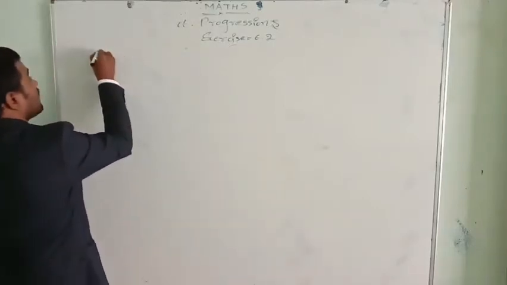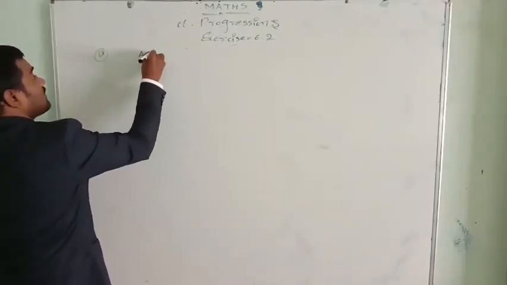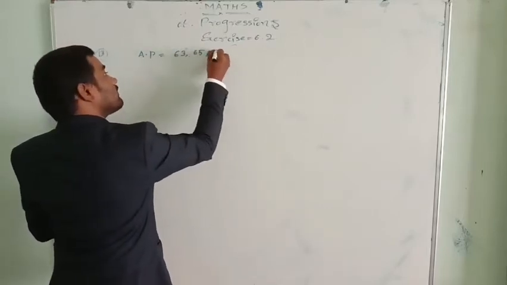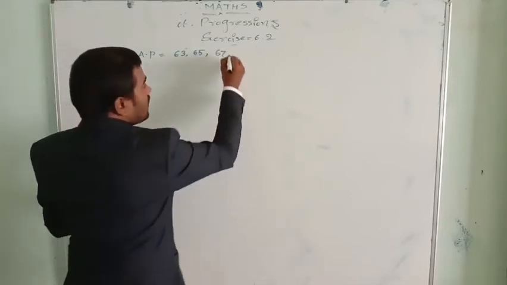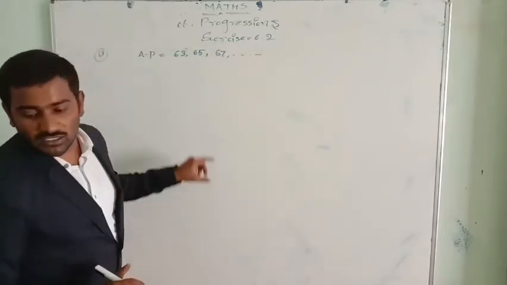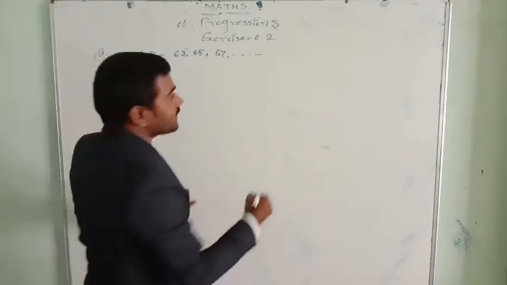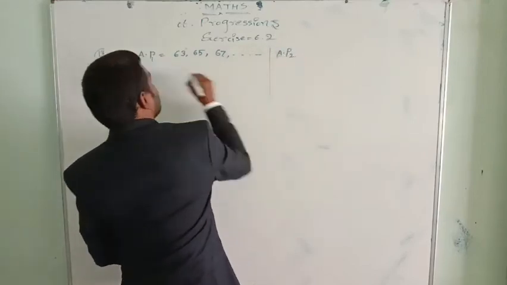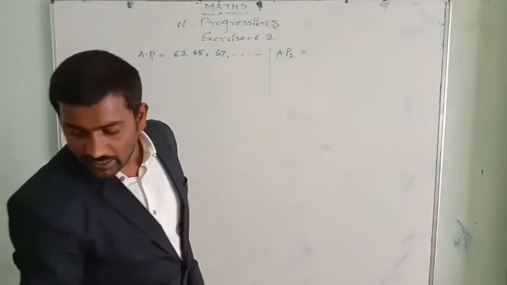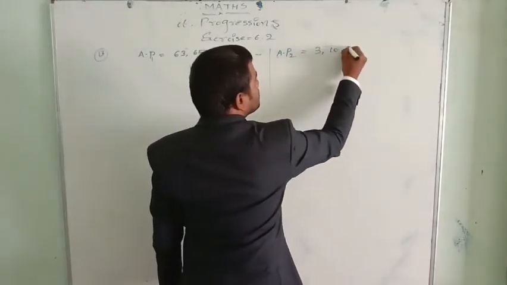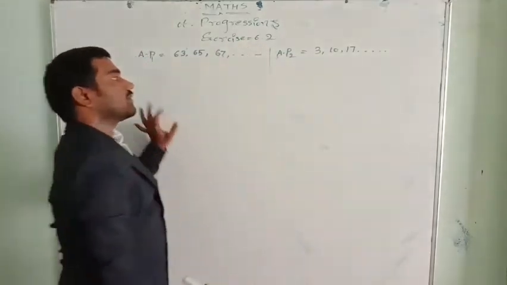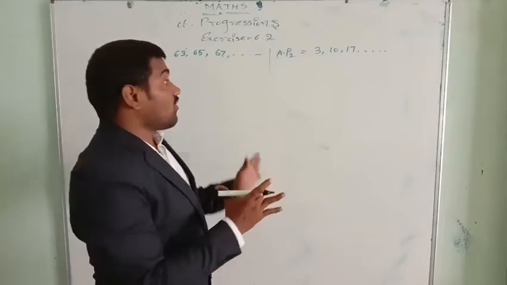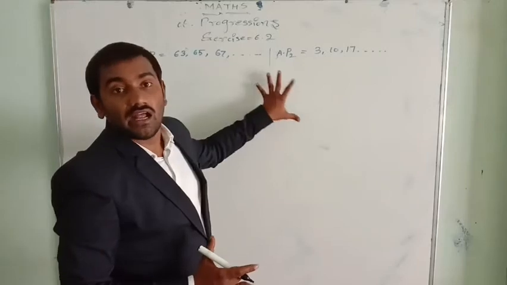So let's first write the given 2 APs. The first arithmetical progression is 63, 65, 67 and so on. This is the first arithmetical progression, and the second arithmetical progression, let me write here, AP2, this is AP1, equals 3, 10, 17 and so on. See, these 2 APs are given, at what value of n, at what term number, are their nth terms equal.